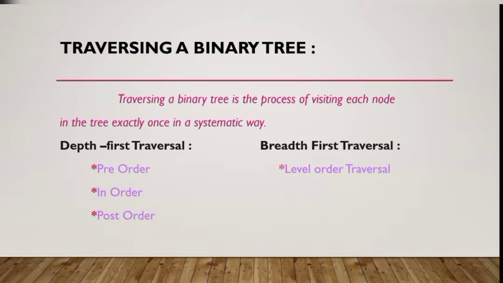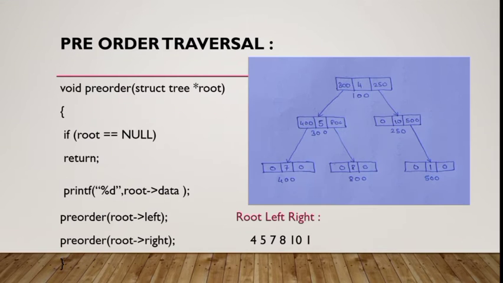Traversing a binary tree. Traversing a binary tree is the process of visiting each node in a tree exactly once in a systematic way. There are two types of binary tree traversal: depth first traversal and breadth first traversal. In depth first traversal, there are three types: preorder, inorder, postorder. In breadth first traversal, there is only one: level order traversal.